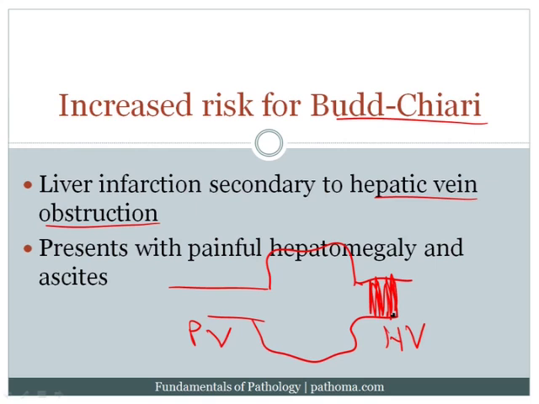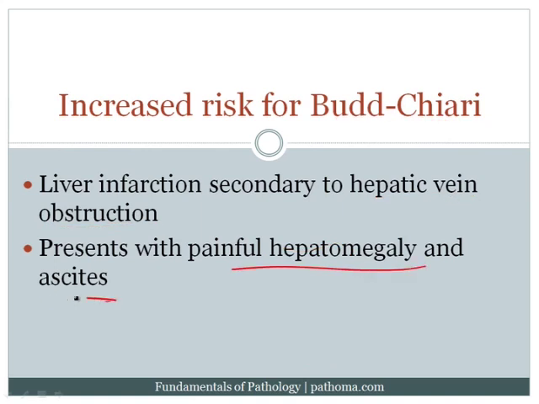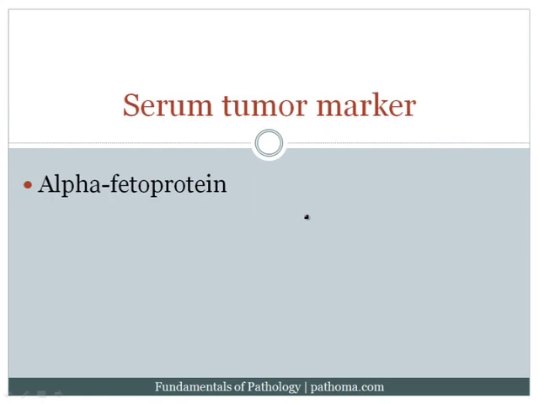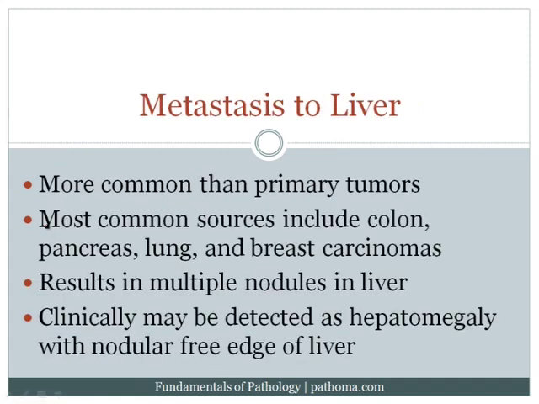Now, among the causes of Budd-Chiari, one is hepatocellular carcinoma, and that's because if hepatocellular carcinoma is growing within the liver, it has a propensity to involve the hepatic vein, which could then result in thrombosis. Of course, this would present with painful hepatomegaly and ascites and could potentially lead to death. Hepatocellular carcinoma has a poor prognosis, and that's because the tumors are often detected late, and that's because usually the patients have cirrhosis or some other problem in the liver, and that masks the symptoms of the hepatocellular carcinoma. One of the serum tumor markers that is useful for hepatocellular carcinoma is alpha-fetoprotein. That's important to remember.